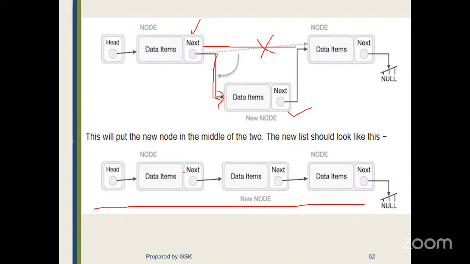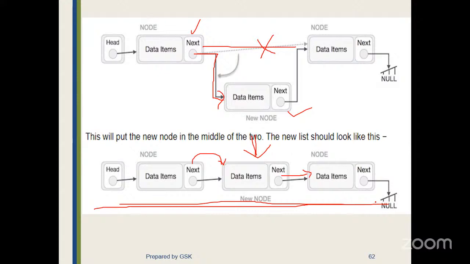Head node, first node address will be attached to the new node. So this node gives the address where the new node is. And the new node link field is attached to the third node address. So finally, it works fine. It creates a new linked list. And we inserted this new node in between two nodes.